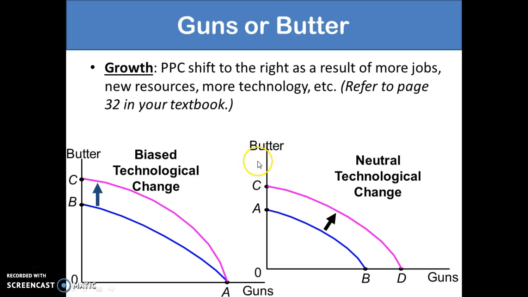Growth is our next one. PPCs shift to the right as a result of more jobs, new resources, basically more factors of production. And that can look one of 2 ways, where the resources help you produce more butter and guns, or it could be a bias change in which the resources help you produce more butter but not more guns. Not every resource allows you to produce more of everything. Sometimes resources are better suited for one thing than another.